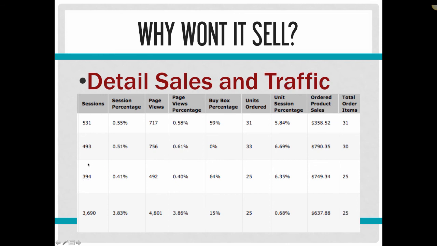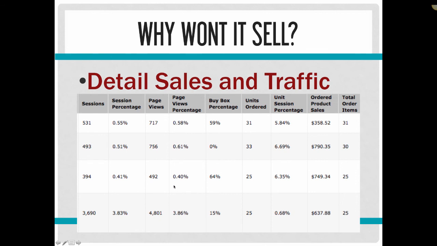So if you saw a lot of sessions, a lot of page views, you were holding the buy box, but not a lot of sales, that would say that there's something on that page that people aren't liking. It could be the price, it could be the image, it could be the description. What do I need to enhance on that page? If you see that there's lots of people coming to the page, but you're not getting the buy box, that can tell you why it's not selling.